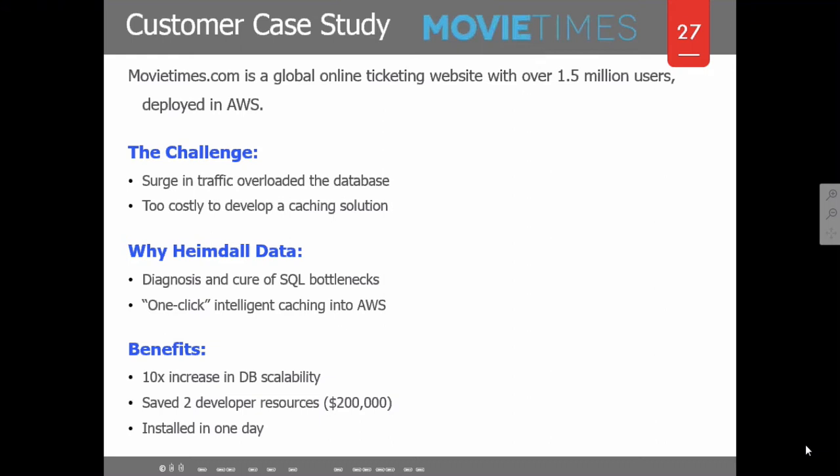The benefit they saw was a 10-times increase in database scalability because they were serving much of their traffic from Hazelcast in the cache rather than from the database. Now this also had the added benefit that anything like query spikes in traffic would be much more seamlessly handled by Hazelcast rather than the database. And it also saves significant developer resources. Remember, they could have tried to develop their own caching system and use Hazelcast directly, but that would have taken time and money. And so they could save a significant amount of money by deploying Heimdall and Hazelcast together in their existing application.